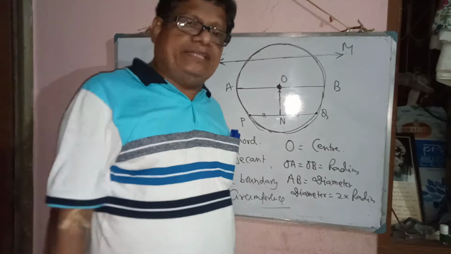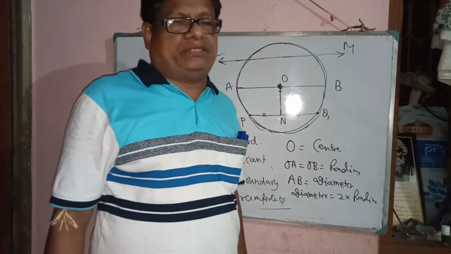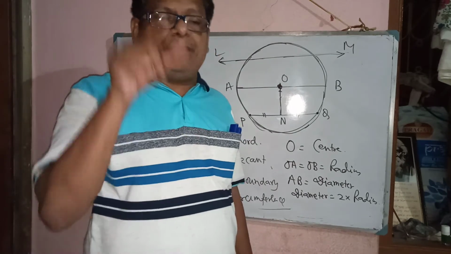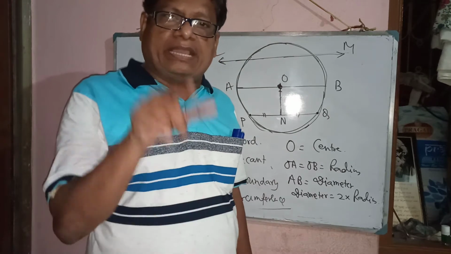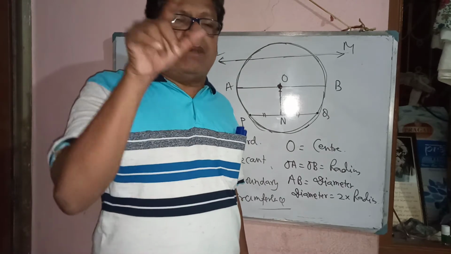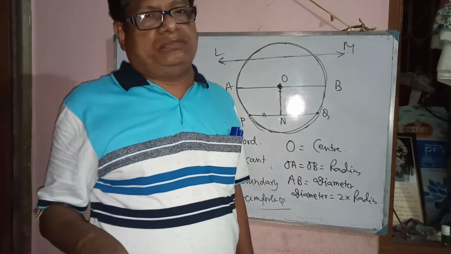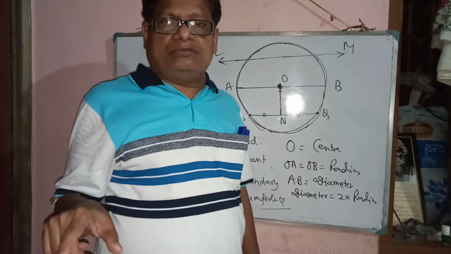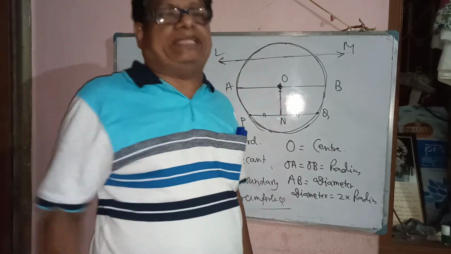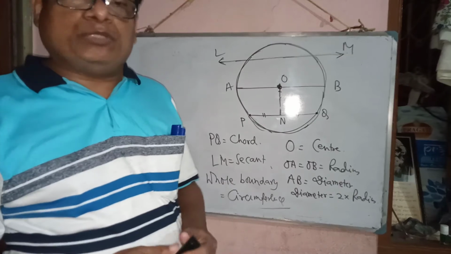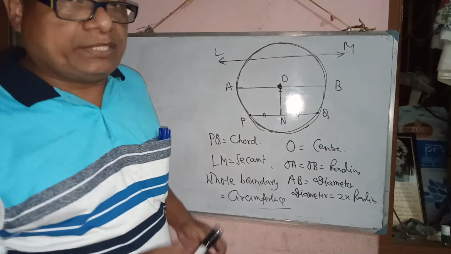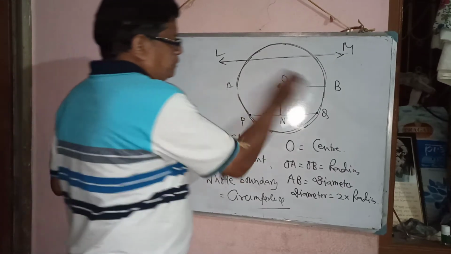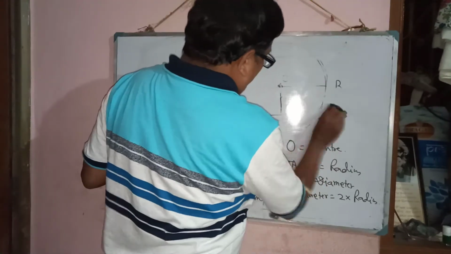A straight line which passes through the center and is perpendicular to the chord always bisects it. Both are converse theorems. Very important theorem. See, again I am telling, look here.